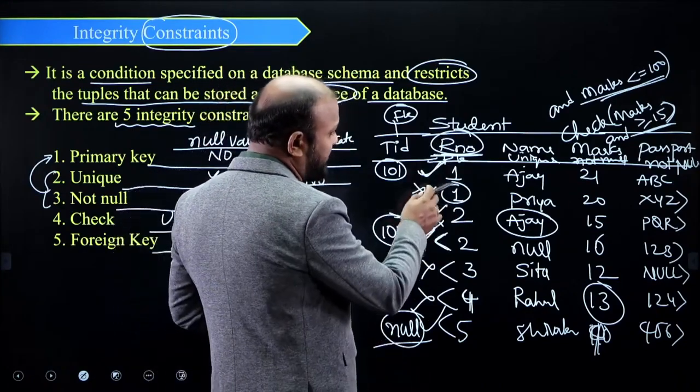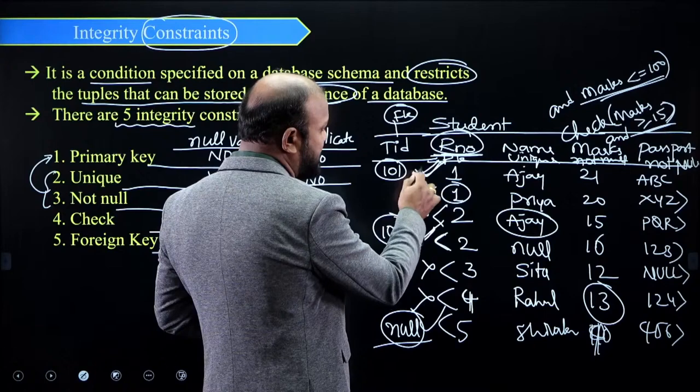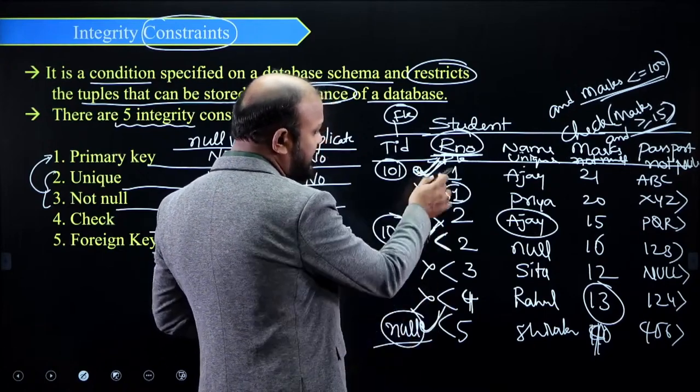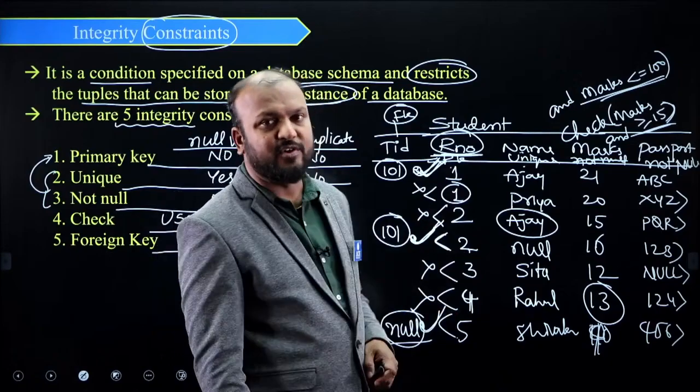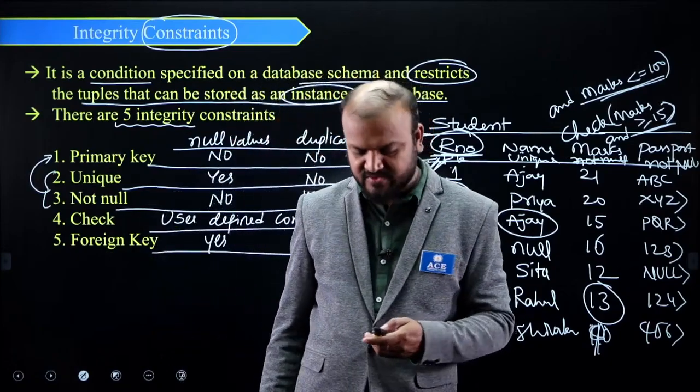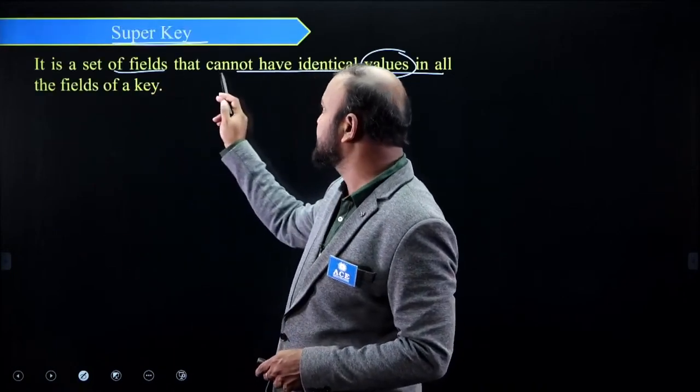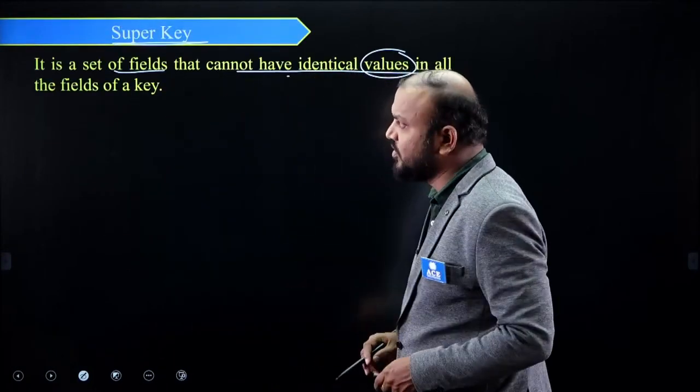So here on the rule number, whatever the tuples that are inserted, this is inserted, this is inserted, and this is inserted. And is it allowing duplicates? No, it is not allowing duplicates. Then it is allowing unique values. Then it is called super key. Look, it is a set of fields that cannot have identical values in all the fields of a key.